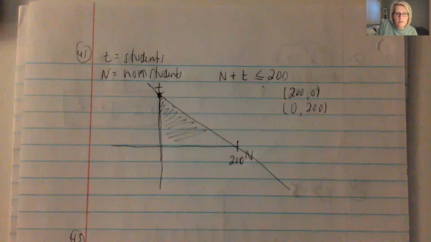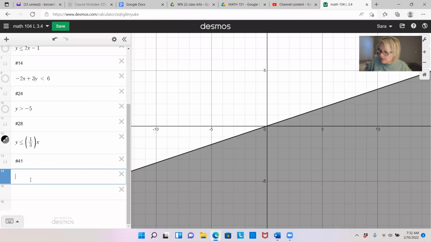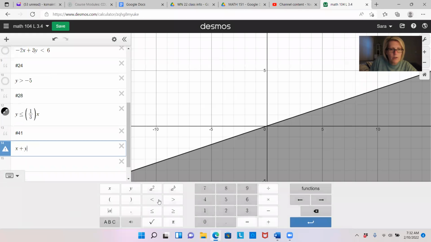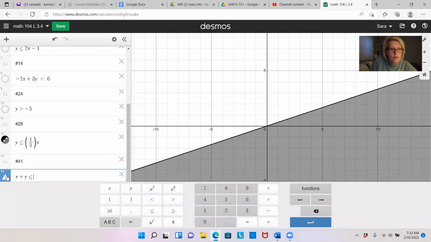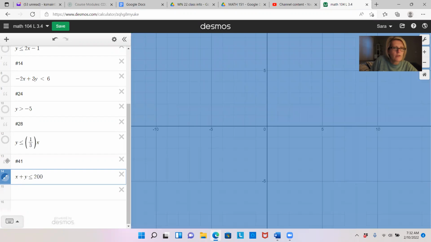So let's go in and put what we think is true and make sure that we shaded it and make sure Mrs. Main shaded that correct. So we think we're going to have to say it's X plus Y because remember Desmos doesn't use N and T's. X plus Y, and then we're going to go to our keyboard and put in the less than or equal to 200. Oops, we got to turn the other one off.